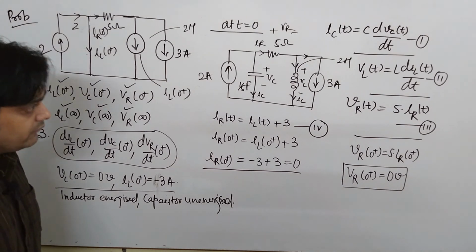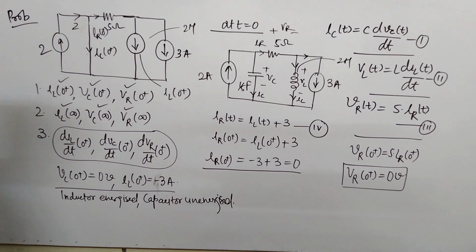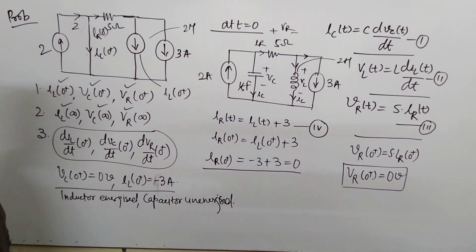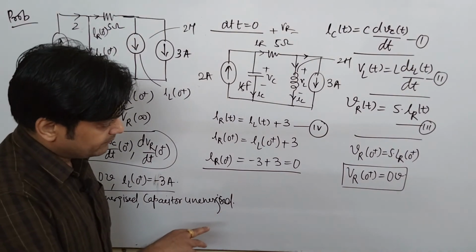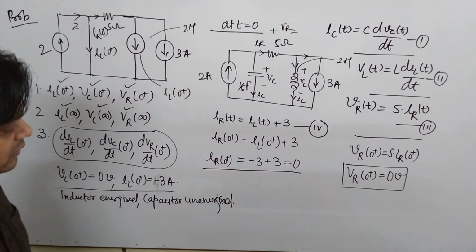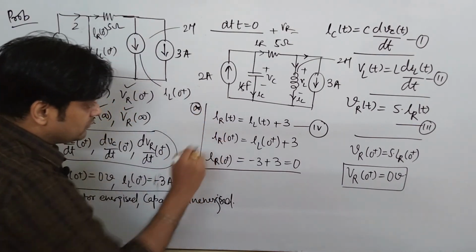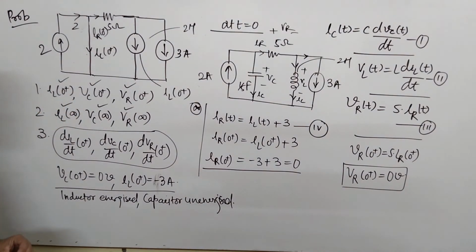In the last, I will write all the answers. Please don't be confused about how we will see all the answers in one go. We will write them in column form. But just for basic understanding, try to go through this problem. So here VR(0+) comes to be 0. This is one important value which I have mentioned here. Just try to get it. So now VR(0+) we have found.